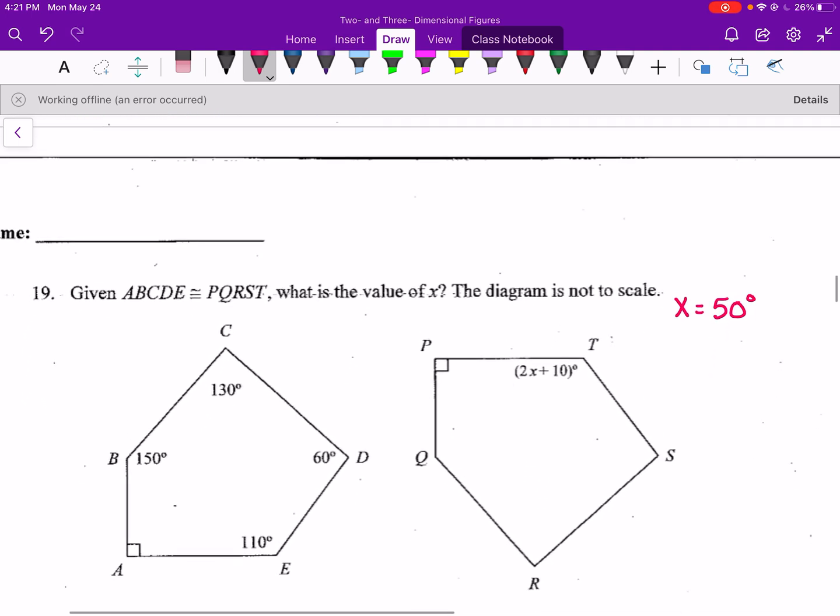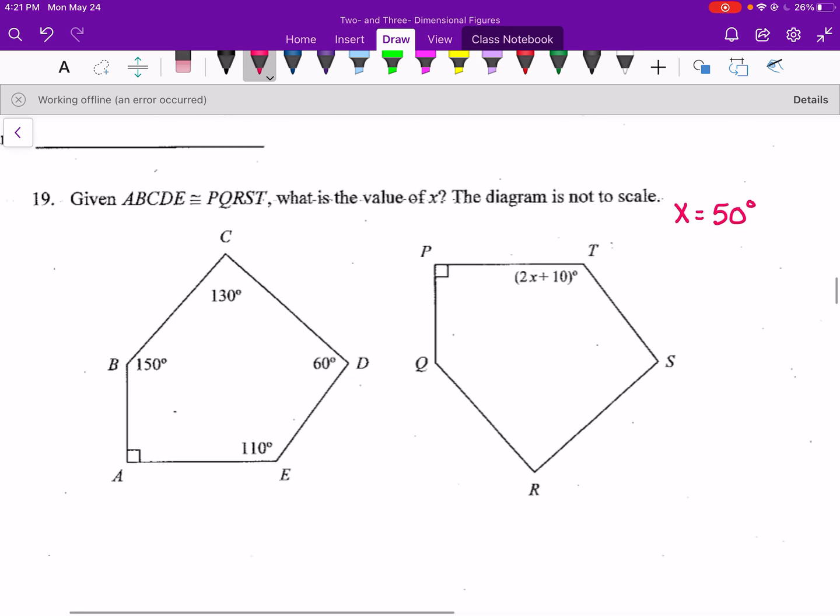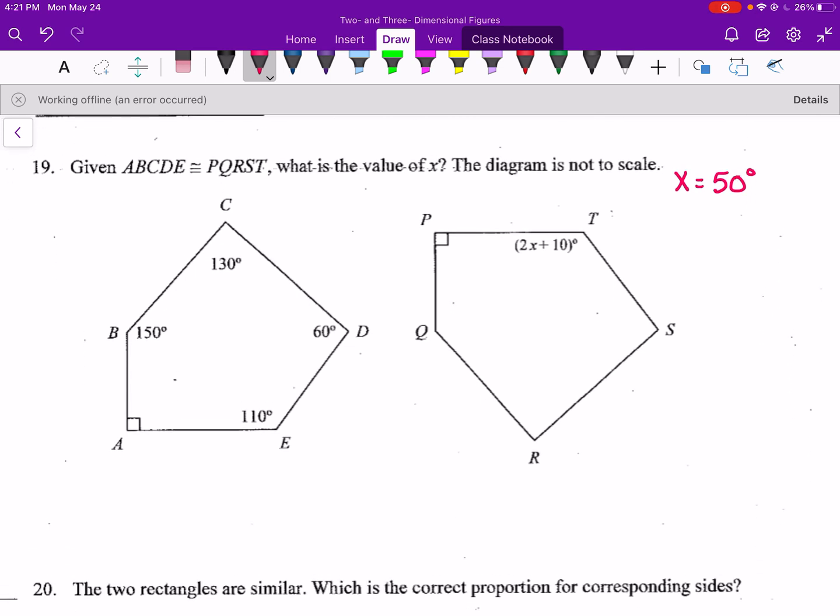Next page starts with number 19. We're still dealing with congruent figures. This time 2 pentagons, but we're still going to match up the corresponding positions. They give us the name, so we can match things up.